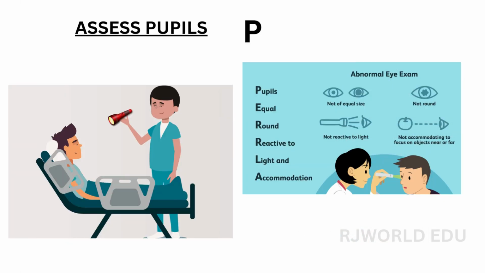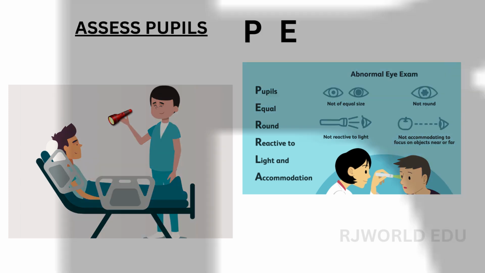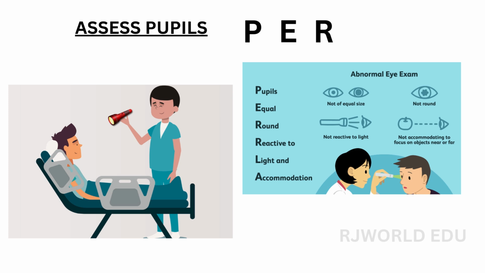Assess pupils with a torch. P for pupils: check that pupils are in the center of the iris. E stands for equal: check both pupils are the same size. R for round: pupils should be perfectly round. Next R for reactive: when the torch shines, pupils should get smaller. L for light. A stands for accommodation: the eye's ability to see things close up and far away.